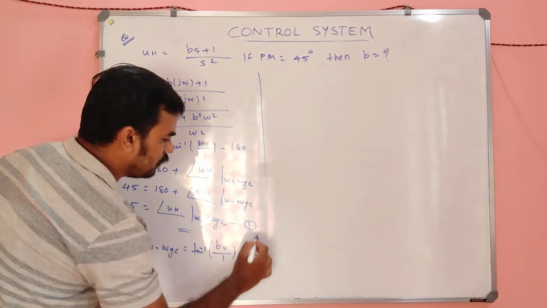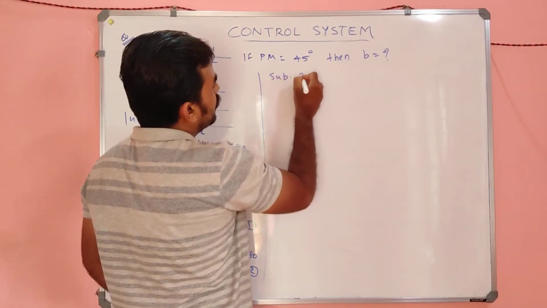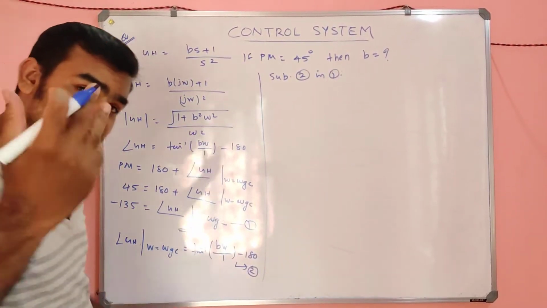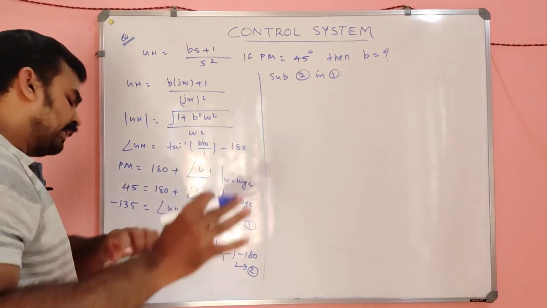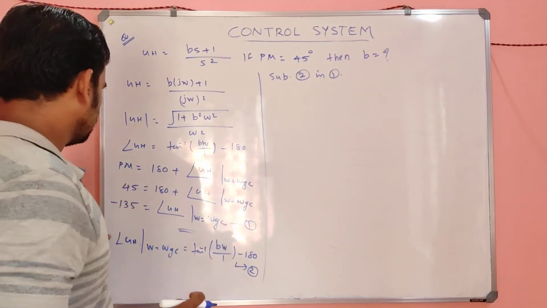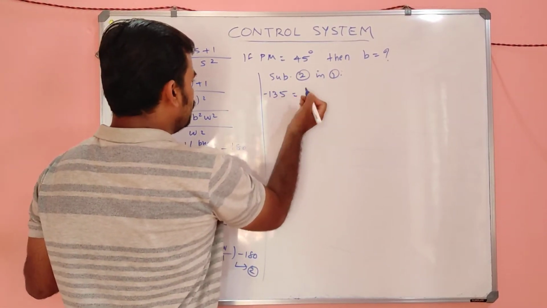Let this be equation number 1 and let this be equation number 2. Substitute 2 in 1. Any way you can do, my dears, but some ways will be more and more complicated. Finally, you will definitely get the answer, but I am thinking of a very easy method. So I can write minus 135 will be equal to what, my dear?